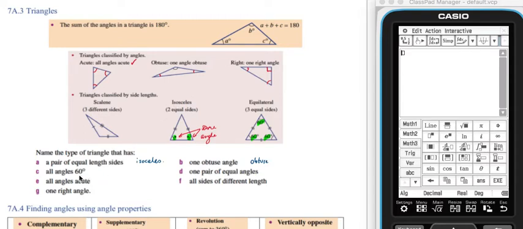All angles are 60 degrees. Up here, it doesn't mention anything to do with 60 degrees. We know that's a property of an equilateral triangle. D, one pair of equal angles. So we know that these have the equal angles here and only one pair of them. So this one also is an isosceles.